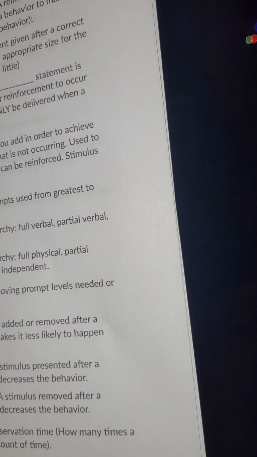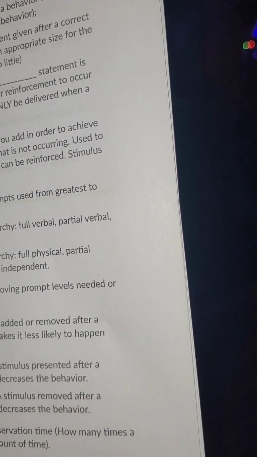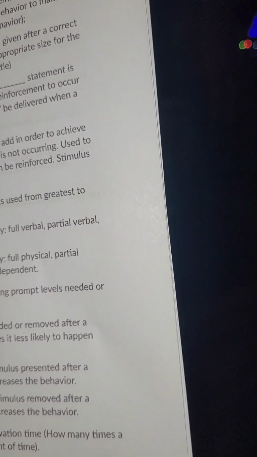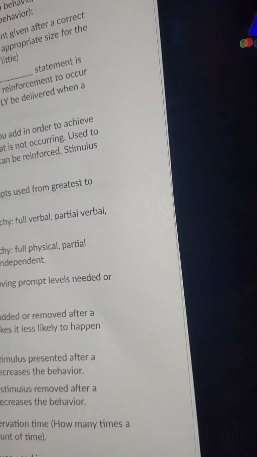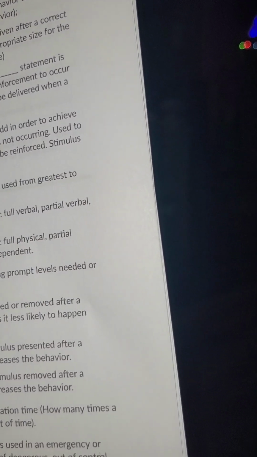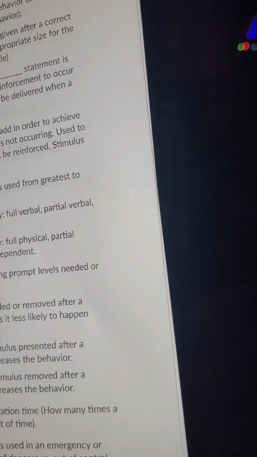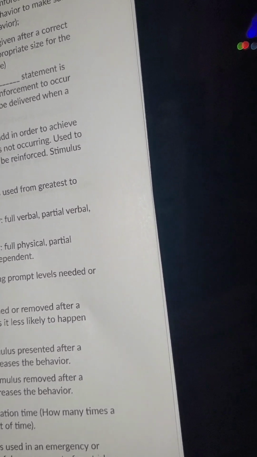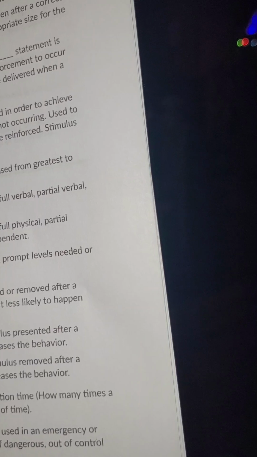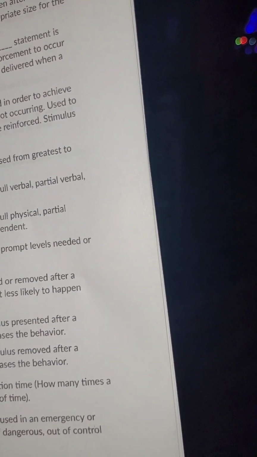Prompt fading, gradually removing prompt levels needed or fading out the intrusiveness. Punishment, anything that is added or removed after a behavior that decreases it, makes it less likely to happen again. Positive punishment, a stimulus presented after a behavior occurs which decreases the behavior. Negative punishment, a stimulus removed after a behavior occurs which decreases the behavior.